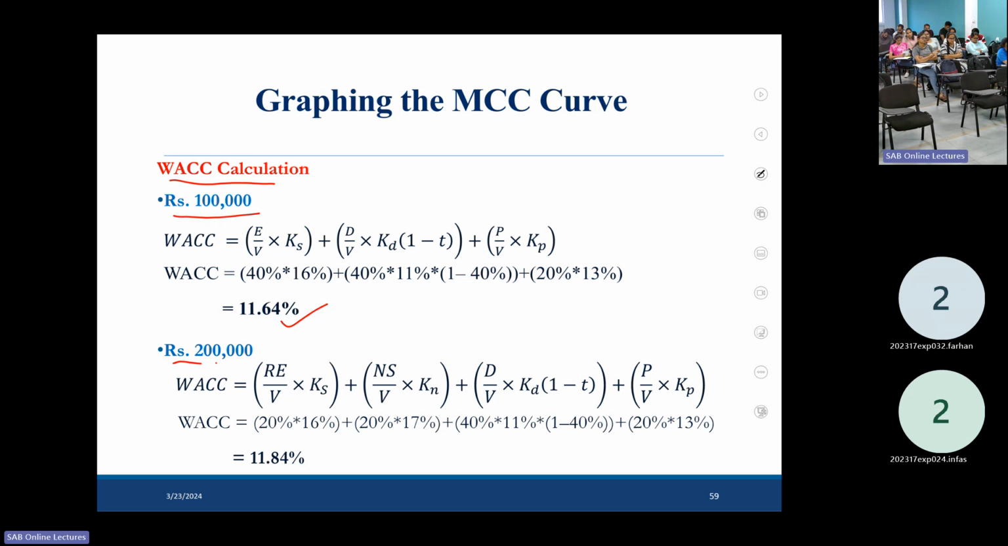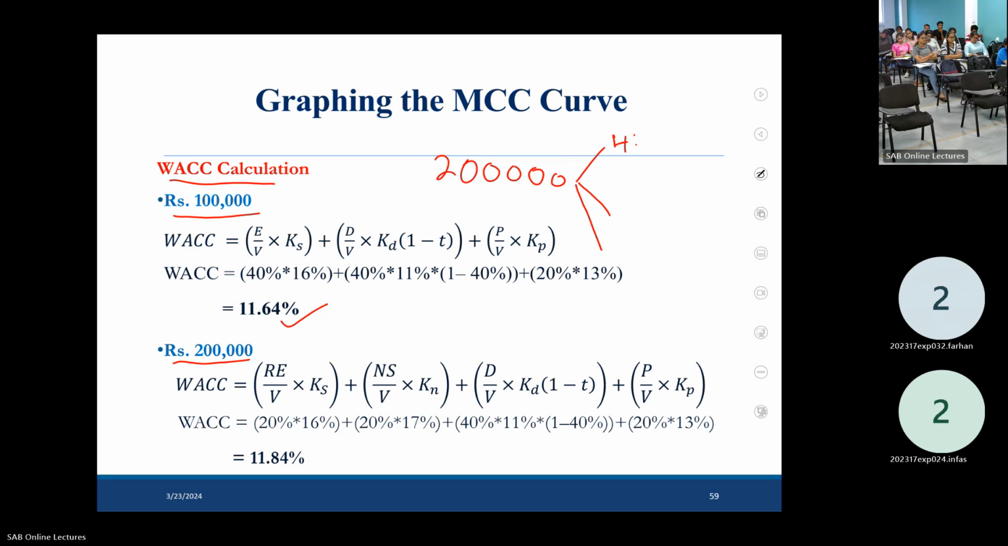Now, when the total capital is 200,000, the additional 100,000 is raised. So how do you finance this new capital of 200,000? Are we changing our capital structure weights? No. This is the same. Weight is not changing.